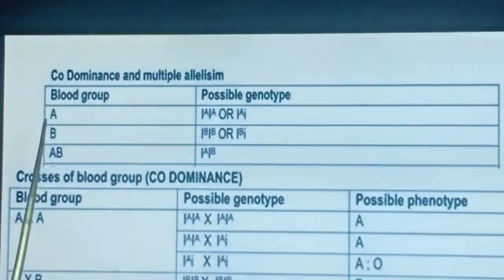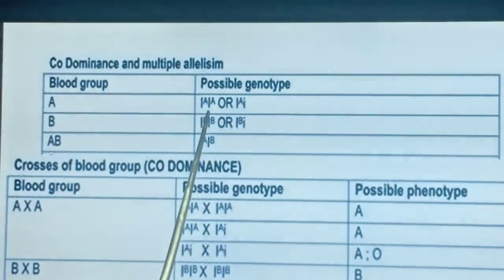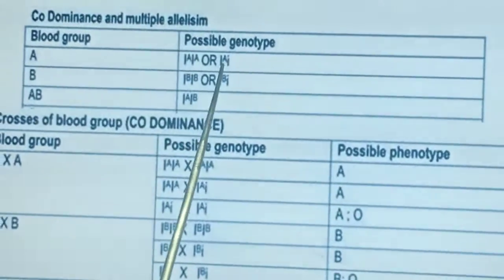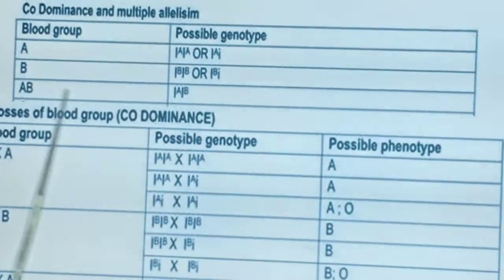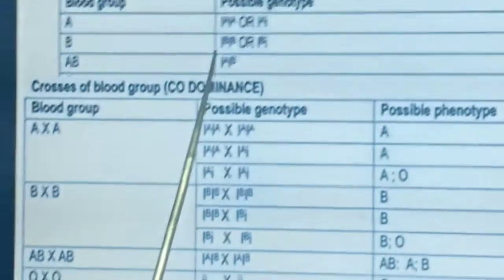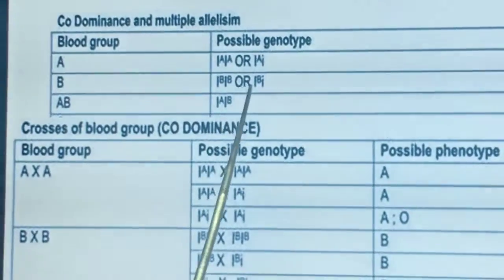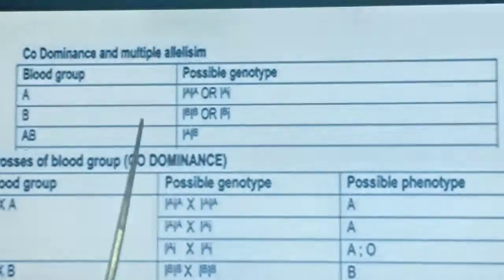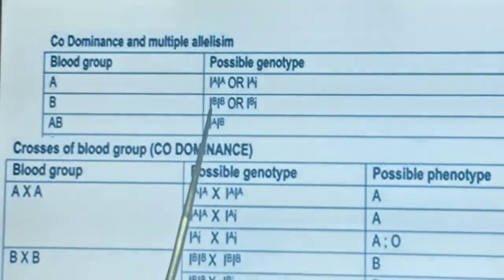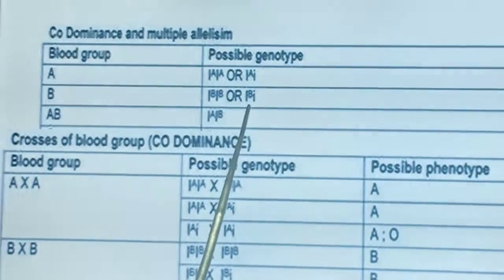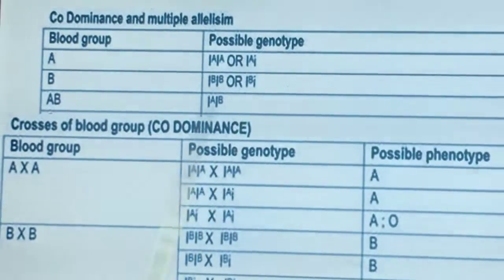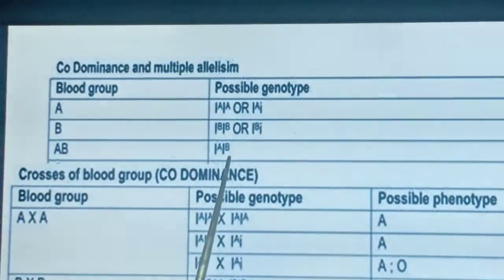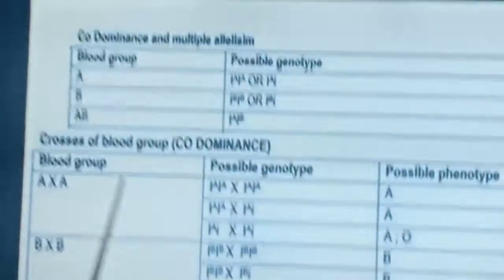When you see the A blood group person, there are two possible genotypes: IA IA or IA i. The B blood group person can be either IB IB or IB i. Either can be homozygous or heterozygous, because it is a dominant gene. Dominant genes are expressed under both homozygous and heterozygous conditions. That is the law of dominance, we studied that in the previous class. For the AB blood group person, the possible genotype is IA IB. Now let us see the crosses.